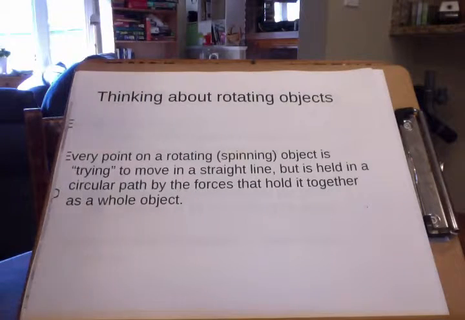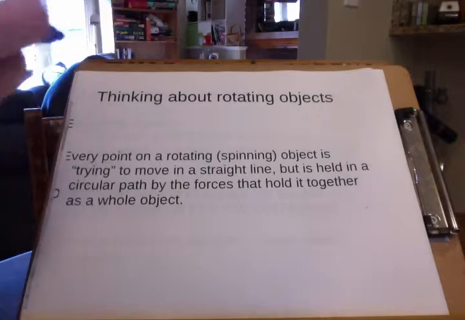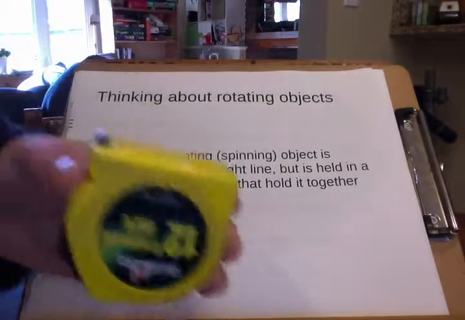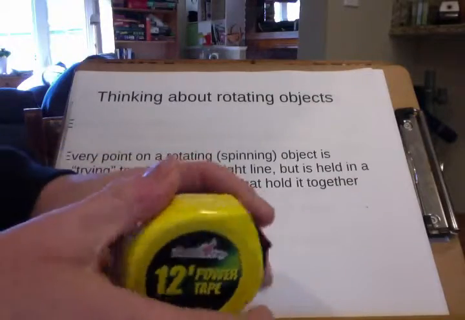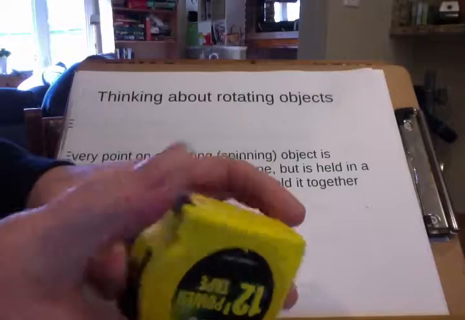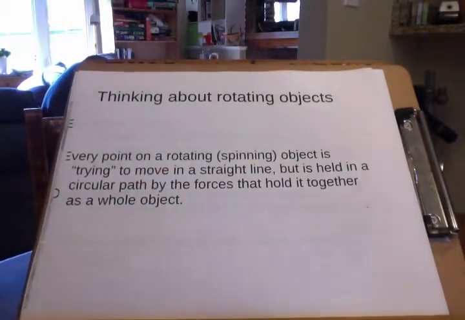Now let's think about a rotating object. A rotating object is an object that is rotating about a particular axis.